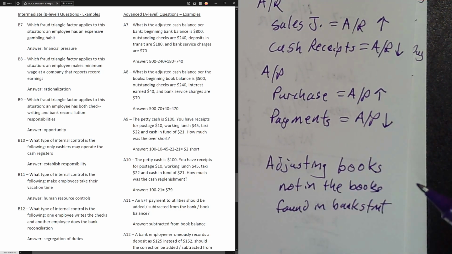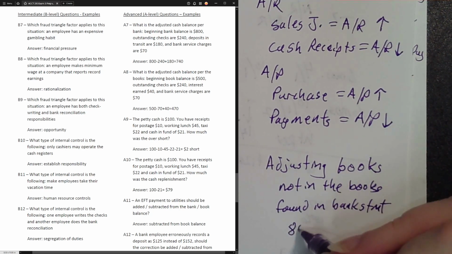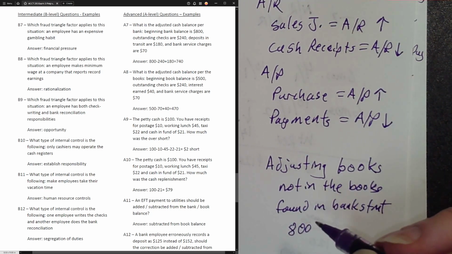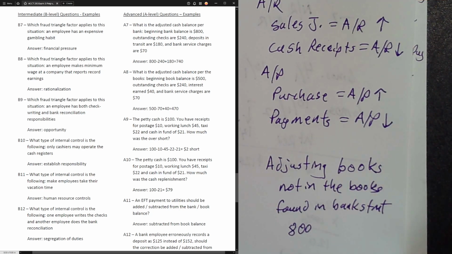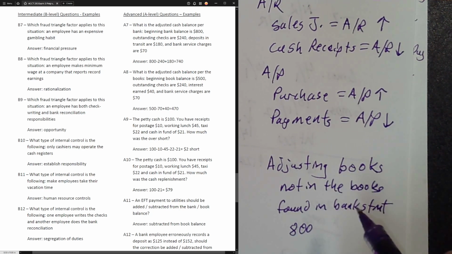So let's look at A7. Beginning bank balance is 800. And it says outstanding checks are 240. Well, outstanding checks are written from the company, so therefore they're already in the books. Just like deposits are written from the company and are already in the books. Now, they may not have shown up in the bank statement yet. That's why they're called outstanding checks or deposits or transfers. But they're already in the books, so therefore we don't need to do anything for them. But it says bank service charge. Well, that's something from the bank.